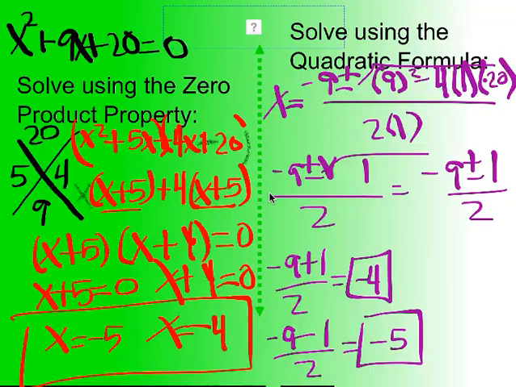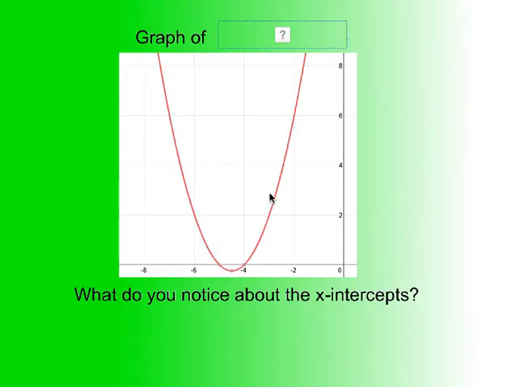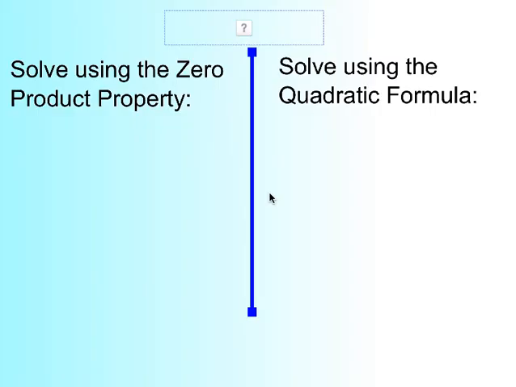So doing this was really to prove to you that both will work. Also, you'll notice this is the graph of the equation we just did, and it's crossing the x-axis at negative 4 and negative 5. So that, again, represents how those are solutions. So let's take a look at this next one.